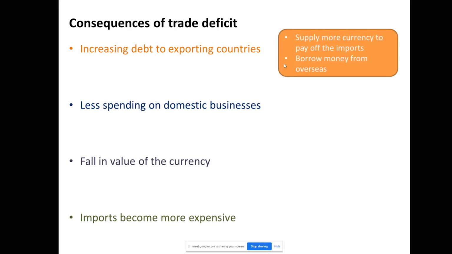You might have to borrow money from other countries, because when it comes to paying off the imports, you don't use your domestic currency. Because you're buying goods and services from other countries, you need foreign exchange to pay off the debts. So you actually have to borrow money from overseas in order to repay the debts, and that will give your economy a financial burden.